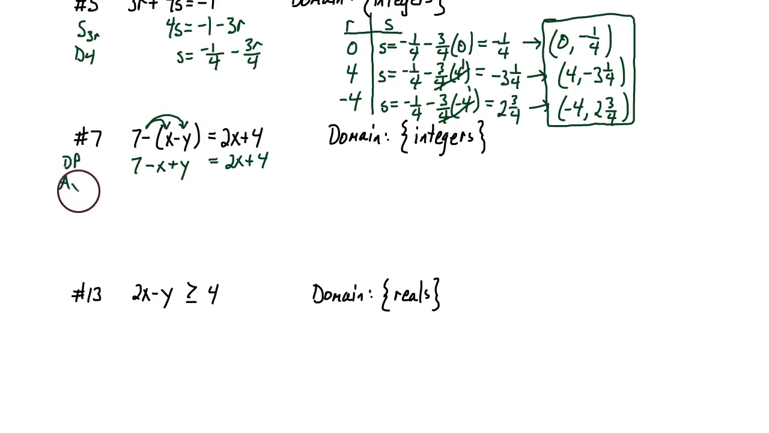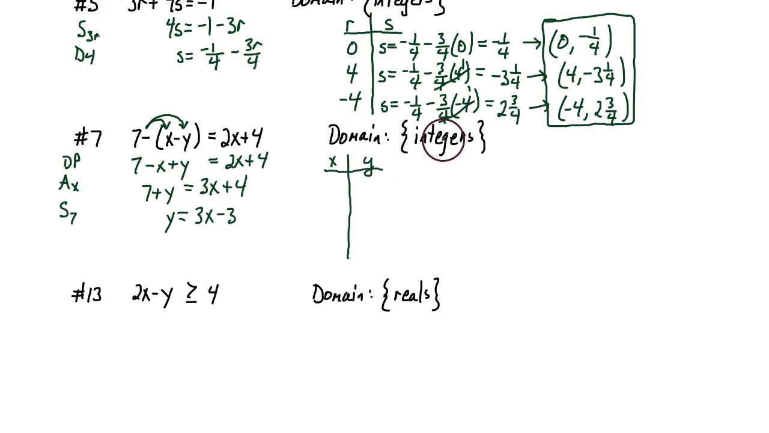Now, add x to both sides. 7 plus y equals 3x plus 4. And then subtract the 7. Now the letter y is alone. y equals 3x minus 3, because 4 subtract 7 makes negative 3. Let's make a 2-column table for x and y.